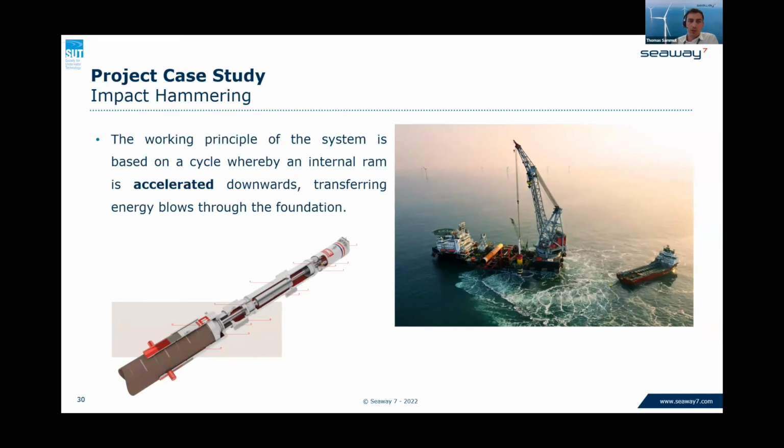So speaking of impact hammering, this is a slightly different technology in that it uses an internal ram, and it's accelerated into what we call the anvil, and transfers potential energy to kinetic energy through the pile. And you get these blows into the thousands. Per blow, you get penetration of a few centimeters sometimes. And after enough blows of energy, then you get to final penetration.